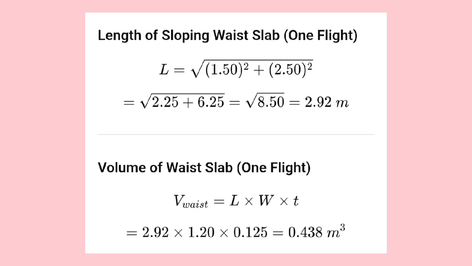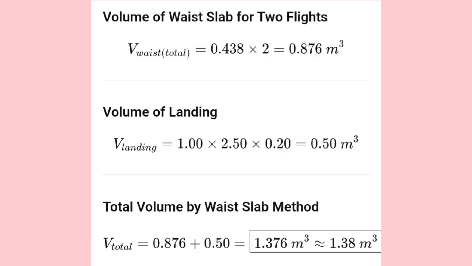Volume of waste slab for one flight. Length multiplied by width multiplied by thickness. 2.92 multiplied by 1.2 multiplied by 0.125. Volume is 0.438 cubic meters. Volume of waste slab for two flights. 0.438 multiplied by 2. That is 0.876 cubic meters. Add landing volume. Landing volume is 0.5 cubic meters. Total volume by waste slab method. 0.876 plus 0.5. Total volume is 1.376 cubic meters, approximately 1.38 cubic meters.